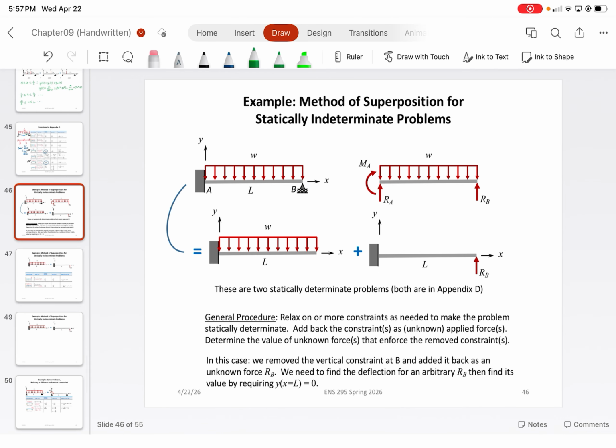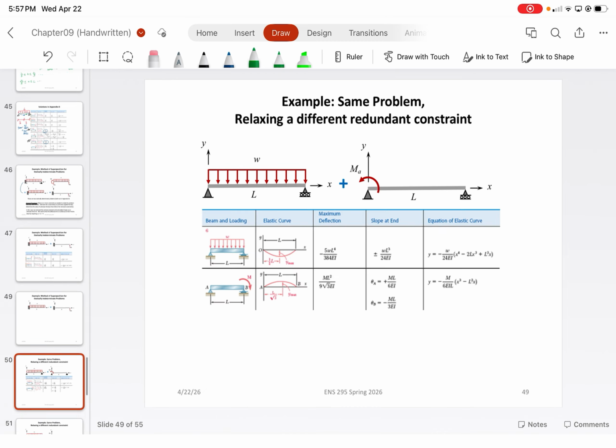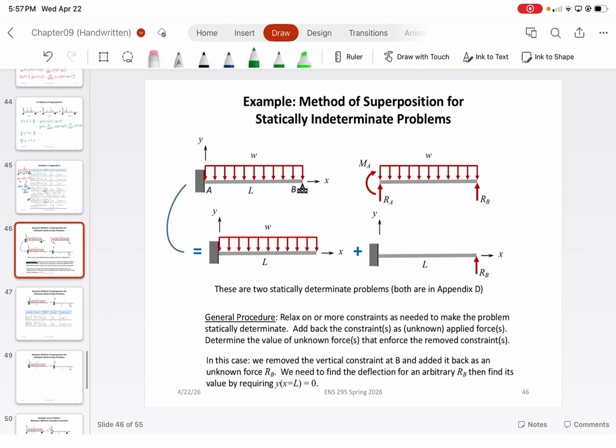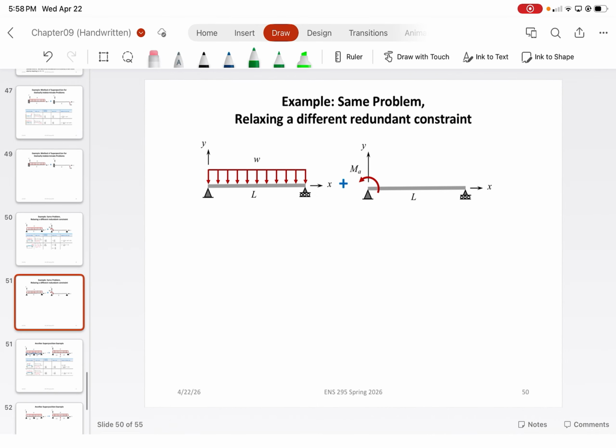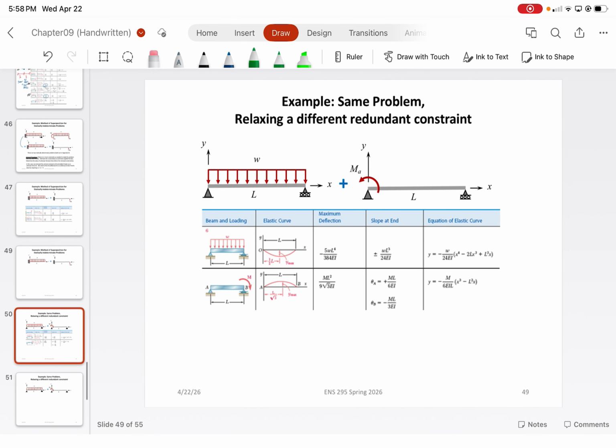All right, so lastly is the method of superposition for these problems. I actually did this problem already, so I'm just going to skip it. We had already discussed this problem last class using method of superposition. This was the fixed pin connection that we had dealt with. Oh, here was another method that we could have used to solve that problem.